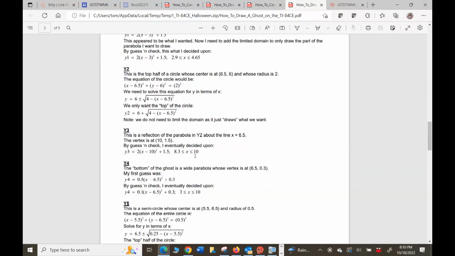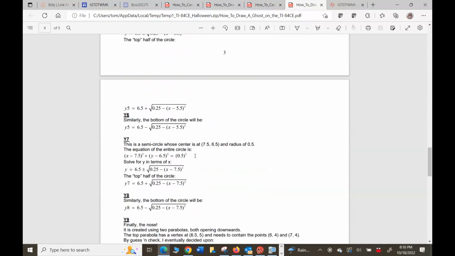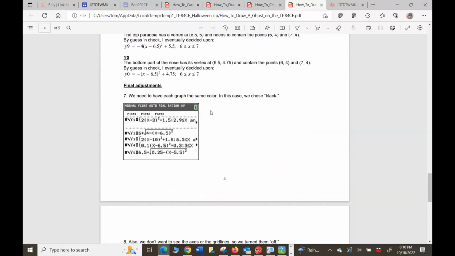I'm not going to go through the rest of it. It's there for you. You have access to this. The nose, or the mouth, depending on how you look at it, I did use 2 different parabolas, a wider one and a narrower one. Okay, you have all those.